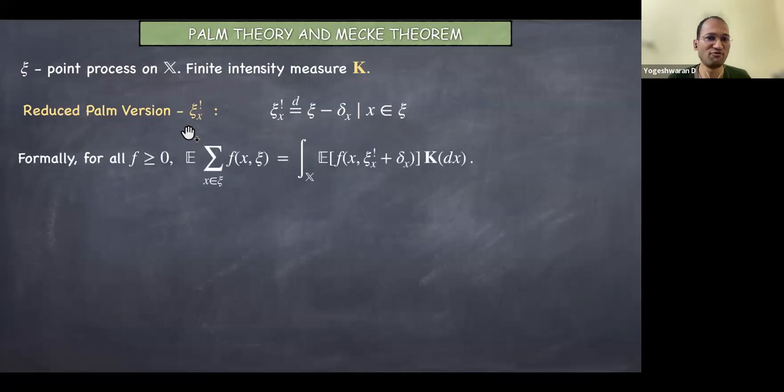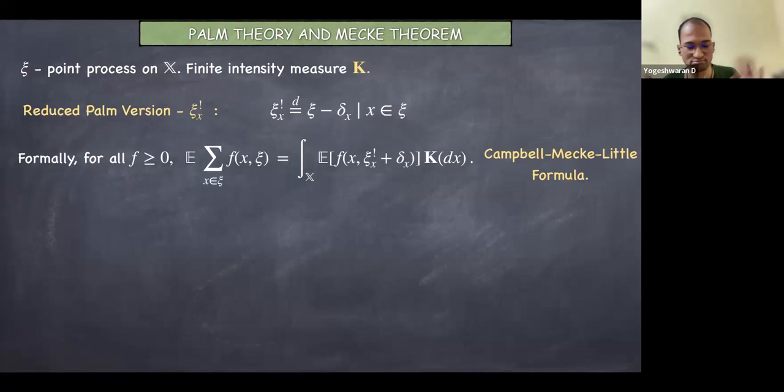Formally, you can define it by saying that for all non-negative f, the expectation of the sum over all points x of f(x, xi) should satisfy this integral equation. So this reduced Palm version is defined by this identity, which is often called the Campbell-Mecke-Little formula. Various cases were proven by various of them. Some people call it Campbell, some people say Mecke, but it's Campbell-Mecke-Little, in full generality of dimension, space, point process, all that. So this is called the Campbell-Mecke-Little formula, which defines this reduced Palm version, these conditional distributions.